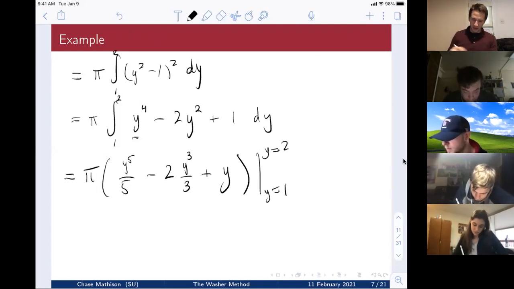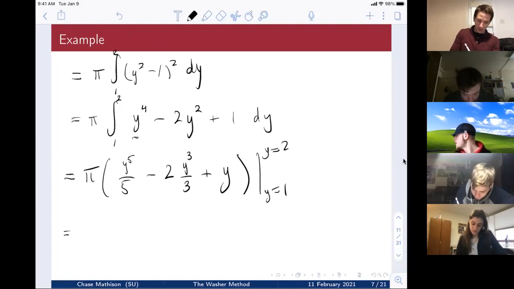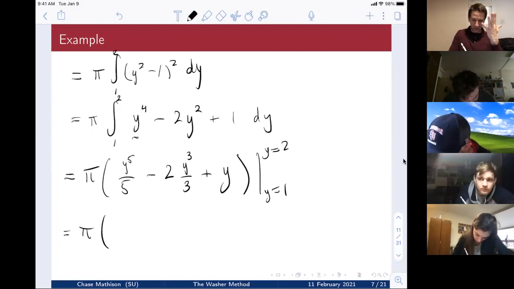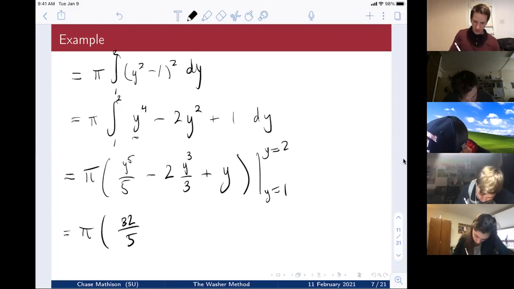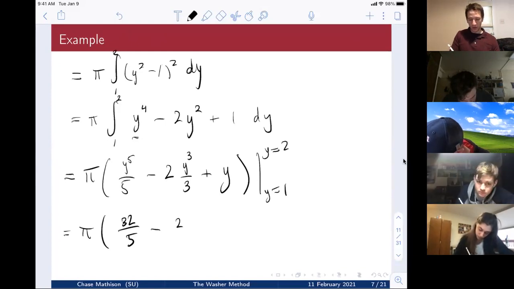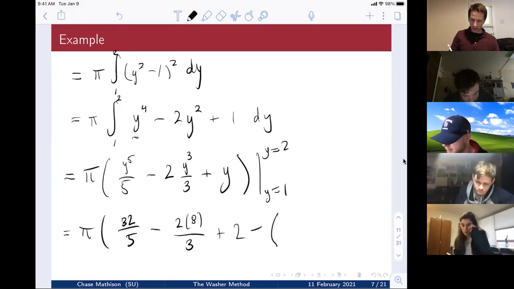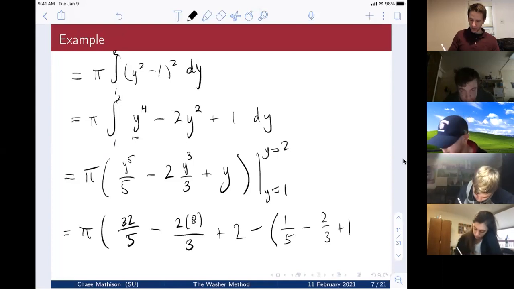This is a breeze. All right, so this is going to give us pi times, now I plug in my bounds and subtract. So 2 to the 5th: 2, 4, 8, 16, 32. 32 over 5 minus 2 times 2 to the third: 2, 4, 8. So minus 2 times 8 over 3, and then plus 2. And then minus, when I plug in 1: 1/5 minus 2/3 plus 1.